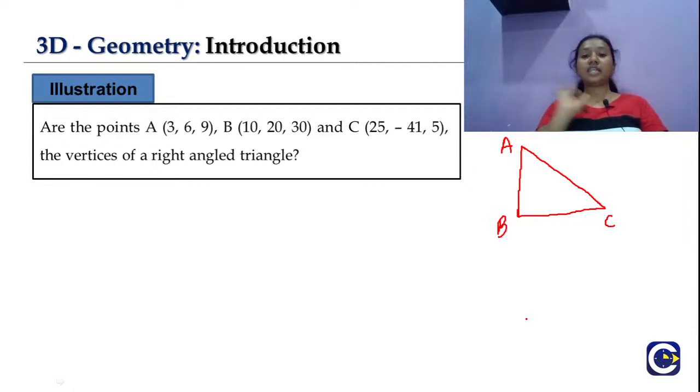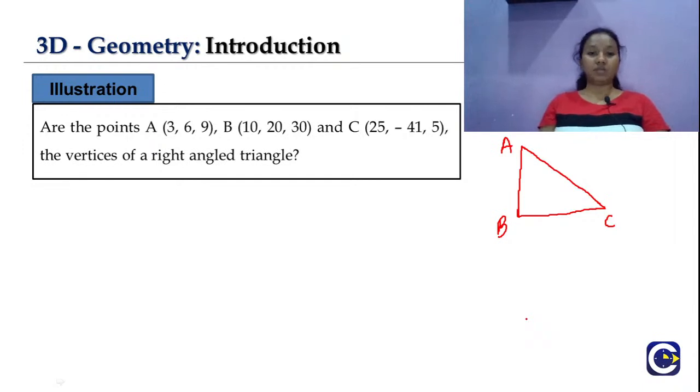I am not sure whether AC is the hypotenuse or not, but I have just taken the triangle to be ABC. And now you can find the distance of these sides AB, BC as well as AC using the distance formula. And then we can verify whether they are forming a right angle triangle, which means the hypotenuse theorem, or not.